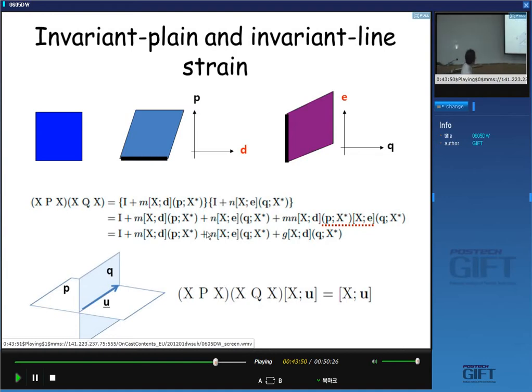Then intuitively, you can understand the vector u on the two invariant planes will not be changed by two successive invariant plane strains. Right? You can check that fact by considering the deformation of these two invariant plane strains. Here is plane strain P and Q, and this is the combination, the deformation matrix expressing the combination of two sequential invariant plane strains.